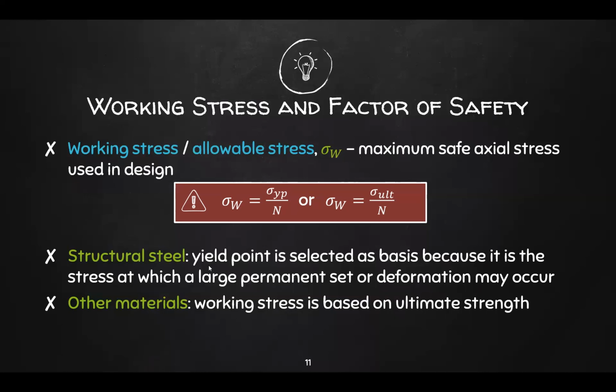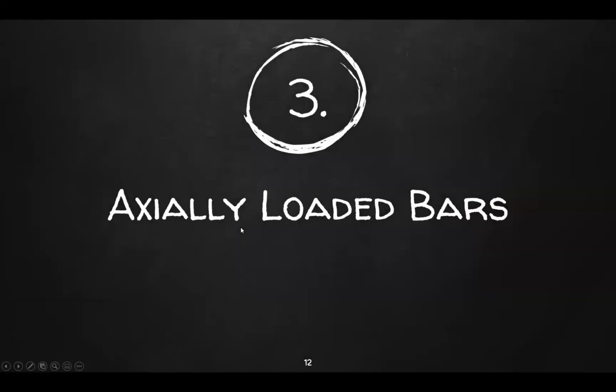Because especially for steel, we don't want it to deform. After yield point, the object starts deforming. For some materials, that's fine. That's why you can work up to ultimate strength. For steel, however, we don't want that. We don't want your steel to deform. Okay? And so now let's get more specific.